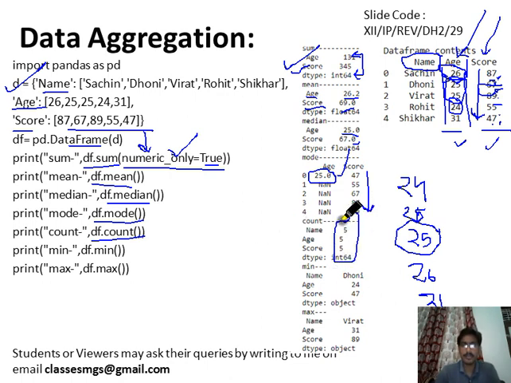df.count, what will it do? Count the number of elements column wise. So name column has how many elements? 5. 1, 2, 3, 4, 5. Age column has 5. Score column has 5. So 5, 5, 5 is printed.